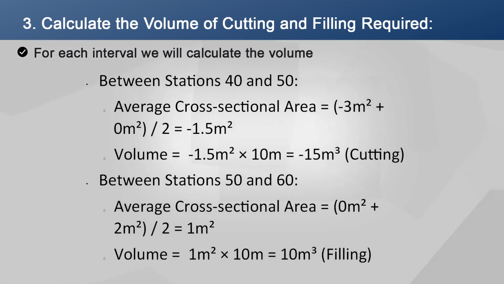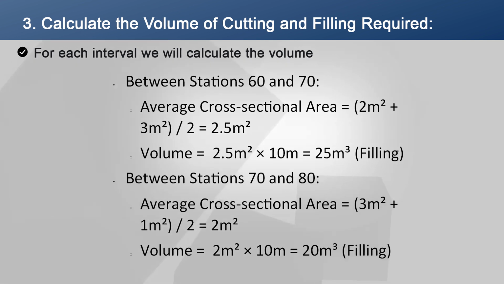Now, between the station 50 meter and 60 meter, average cross sectional area is 0 minus 2 whole divided by 2, means minus 1 square meter. So, volume will come out as minus 1 square meter into 10 meter, means minus 10 cubic meter. Again, minus denotes filling quantity.